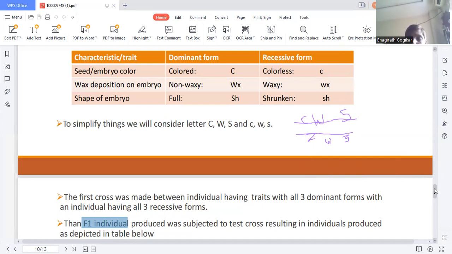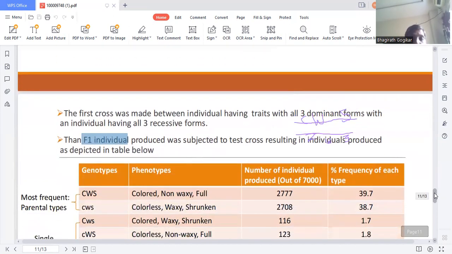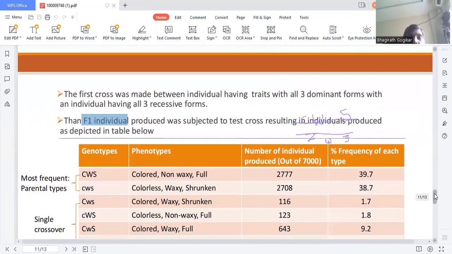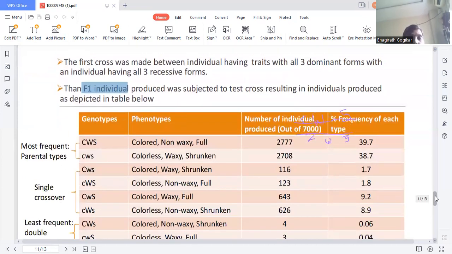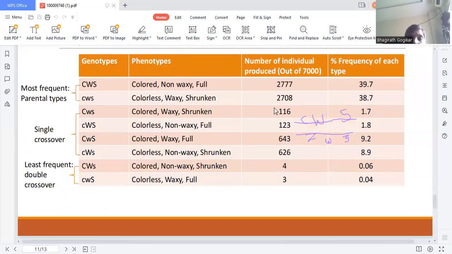See here, the F1 individual produced was subjected to test cross, resulting in individuals produced as depicted in the table below. The total progeny is 7,000, and we can observe where the double crossovers and where the single crossovers are. You can identify that. Definitely, you can calculate the distance between the two genes.